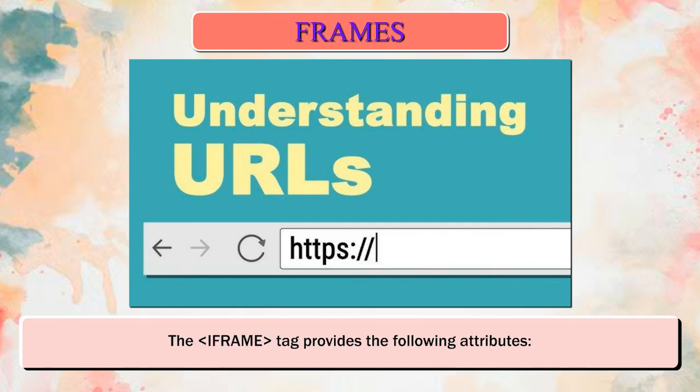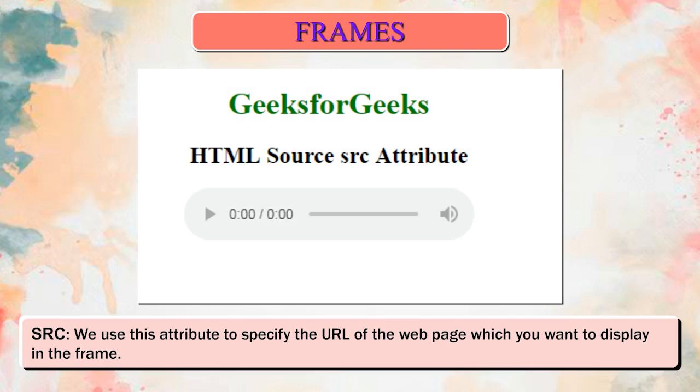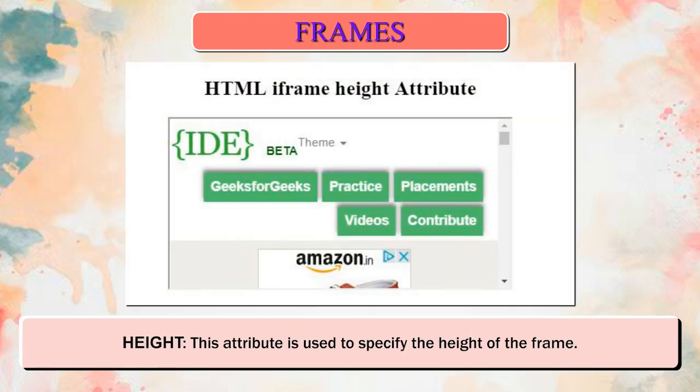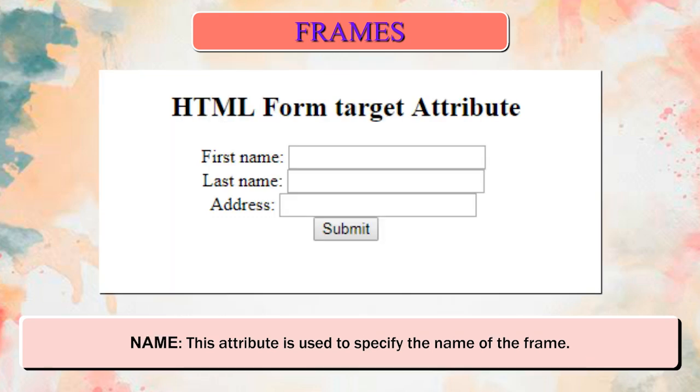The iframe tag provides the following attributes. src. We use this attribute to specify the URL of the web page which you want to display in the frame. Height. This attribute is used to specify the height of the frame. Width. This attribute is used to specify the width of the frame. Name. This attribute is used to specify the name of the frame. This name can be used in the target attribute of the A tag.